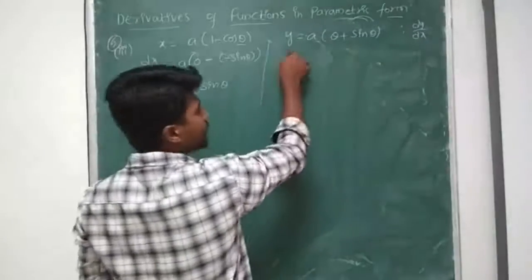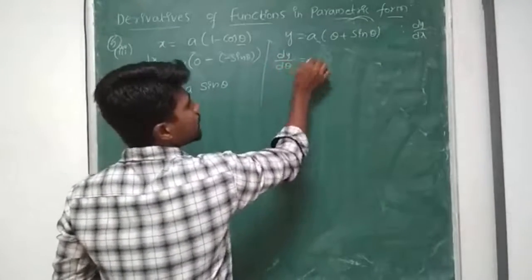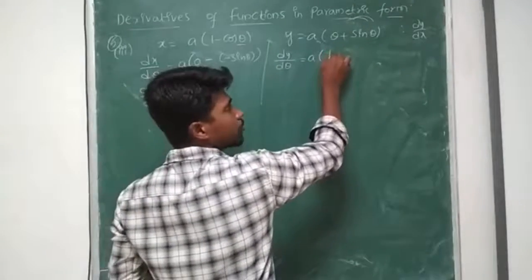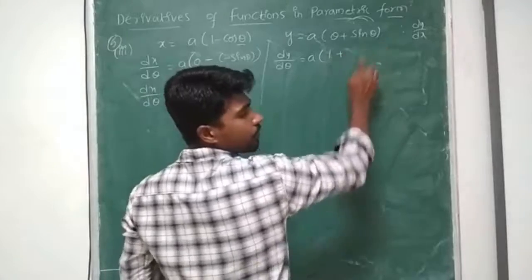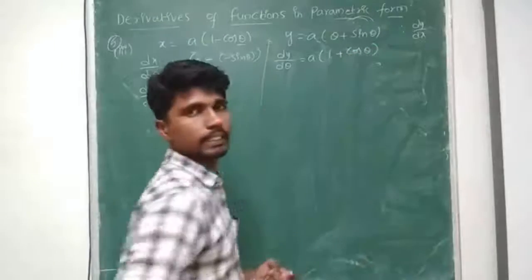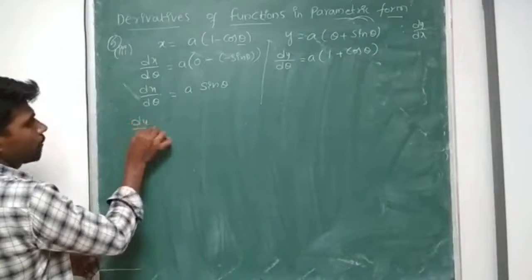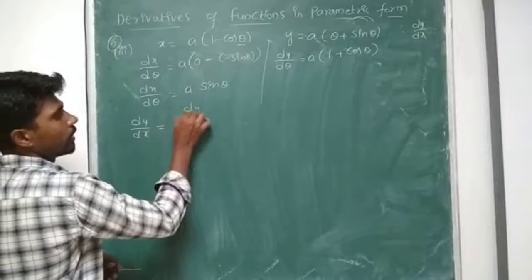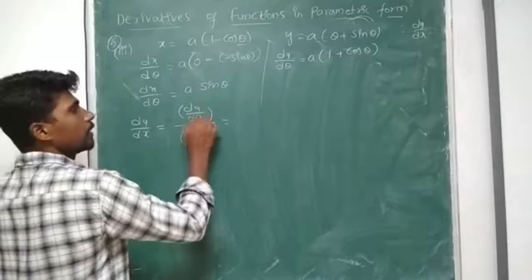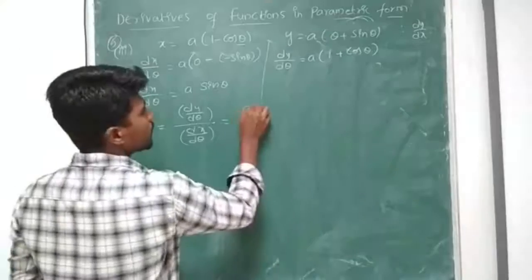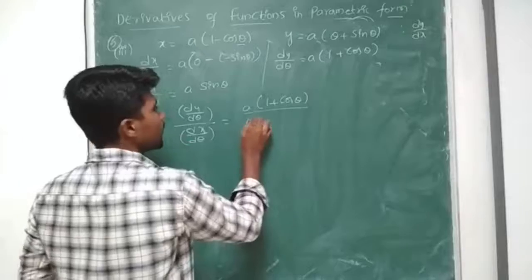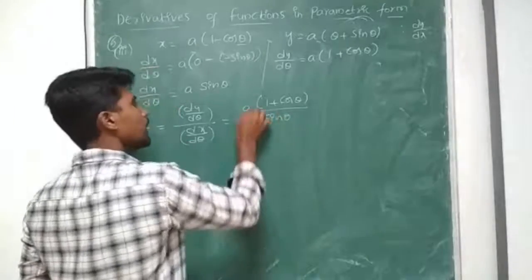Now find the differentiation of y with respect to theta. dy by d theta is equal to, a is a constant, keep it aside. Theta's differentiation with respect to theta is 1, plus sin theta's differentiation with respect to theta is cos theta. So we get here 1 plus cos theta. Now dy by dx is equal to dy by d theta by dx by d theta, which is a into 1 plus cos theta by a into sin theta. The a and a get cancelled.